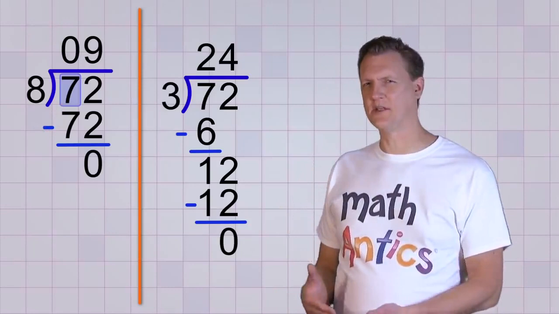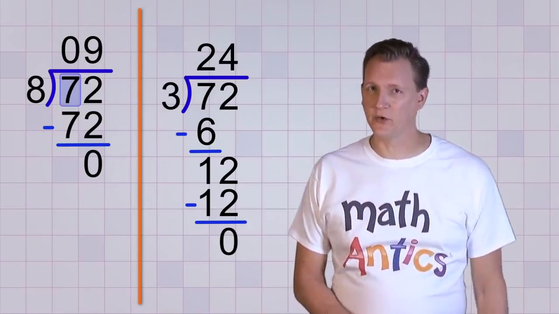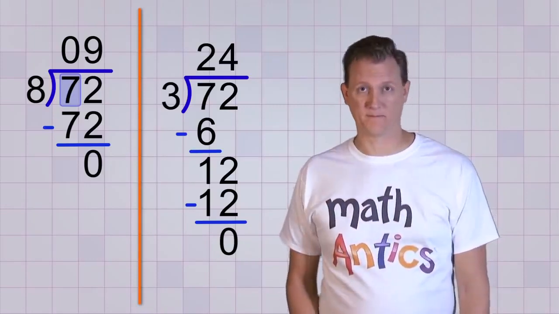And that'll happen with digit by digit division sometimes. If the number's too small to divide into, you just put a 0 in the answer line, and you move on to the next digit.